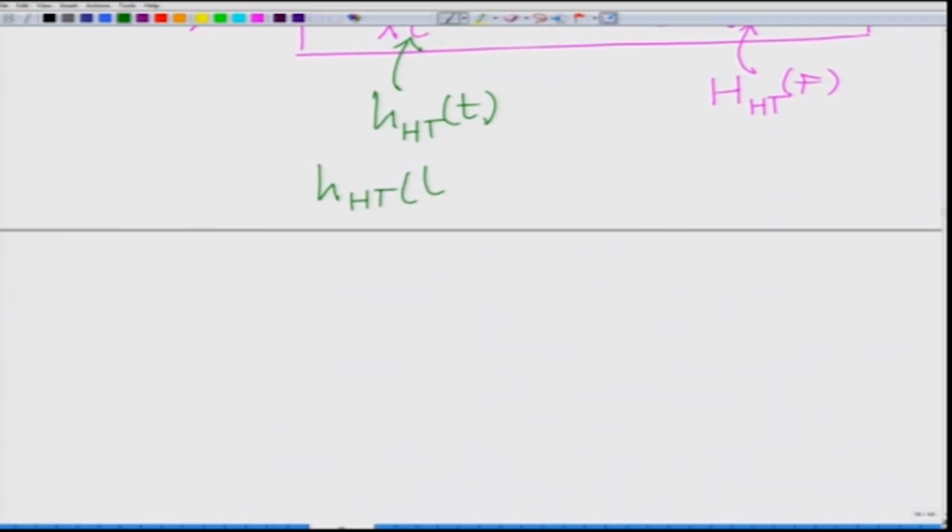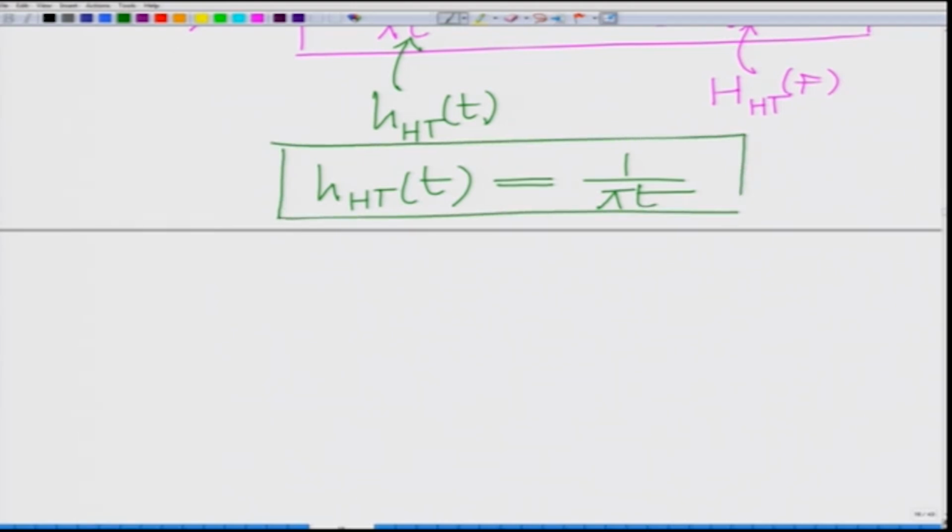h of t equals 1 by pi t. Okay. So, that is a property that we have been able to show. Remember, the Hilbert transform is a linear time invariant system whose Fourier transform is given by minus j sgn f. In the time domain, its impulse response is 1 by pi t.